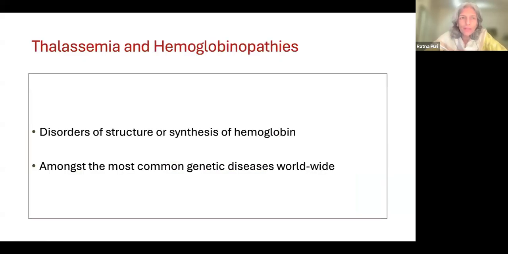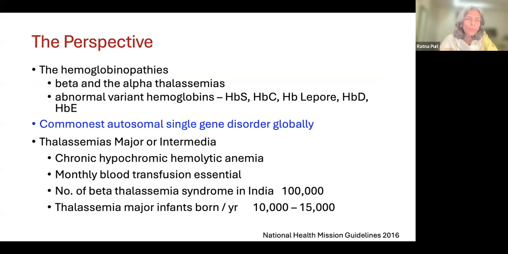First is to understand what this whole thing about thalassemia and hemoglobinopathies is. This is related to any disorder either in the structure of hemoglobin or in the synthesis of hemoglobin. It's one of the most common genetic disorders worldwide, especially in South Asia and Southeast Asia. There are two main groups to consider, the alpha and the beta. I should say the beta, because that is commoner in India, the beta thalassemias and the alpha thalassemias.